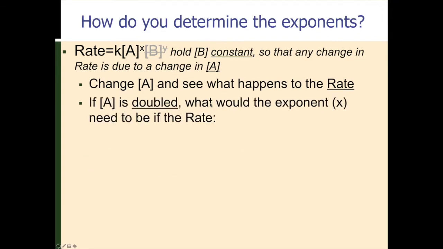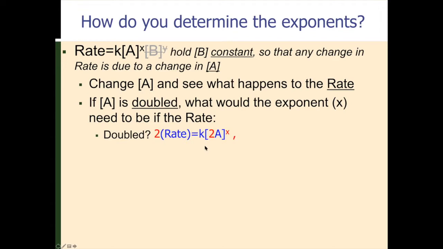Okay, so again, let's think about different possibilities. So we're going to change the concentration of A. Well, let's say that we double the concentration of A. And so then the question becomes, well, what exponent would x need to be if I double A and it causes the rate to also double? So if I double A and the rate doubles, what exponent would x be?